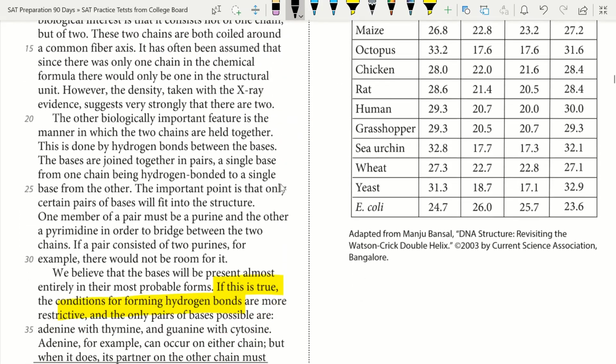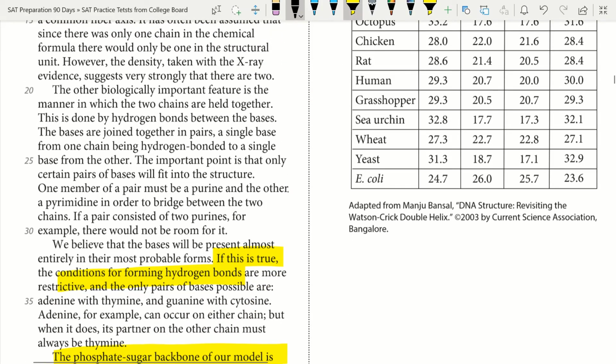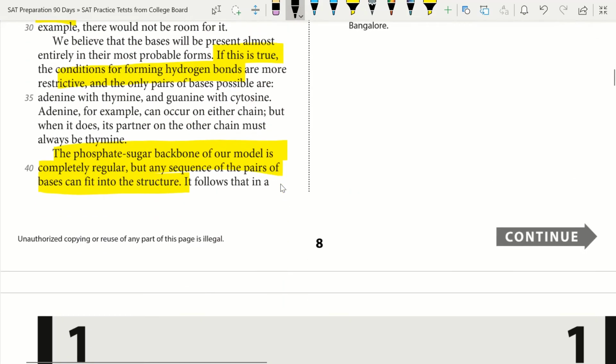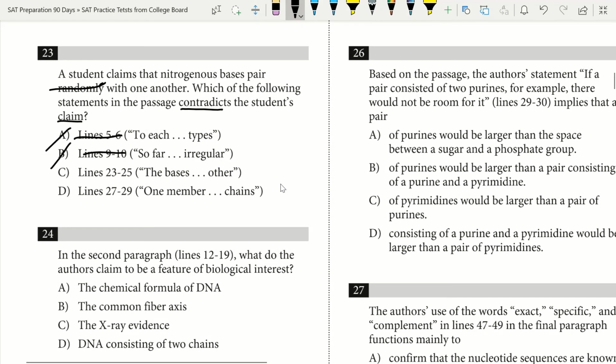We've got 23 to 25 as our first one, right here: the bases are joined together in pairs, a single base from one chain being hydrogen bonded to a single base from another. That doesn't talk about it not being random, so I move on to lines 27 to 29: one member of a pair must be a purine, the other a pyrimidine in order to bridge these two chains. That shows how it's not random, because one is going to be a pyrimidine and one a purine. Therefore, it cannot be random. So we've got answer choice D for number 23. Answer choice D is correct.